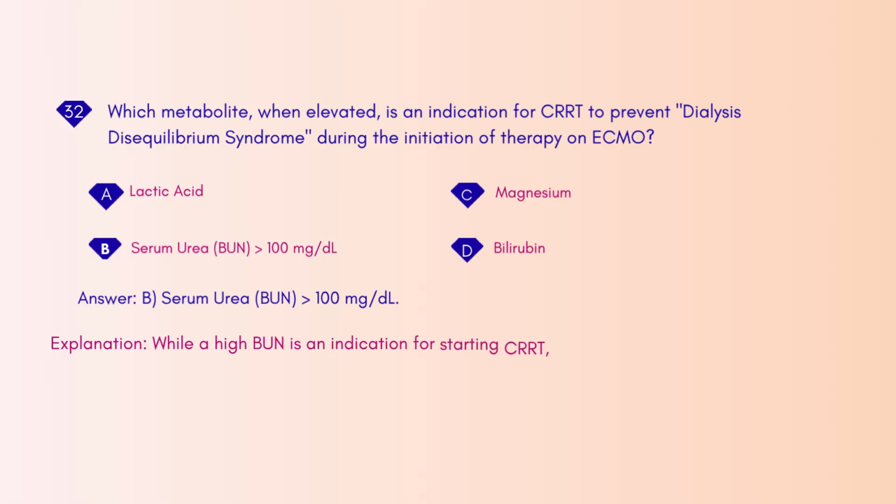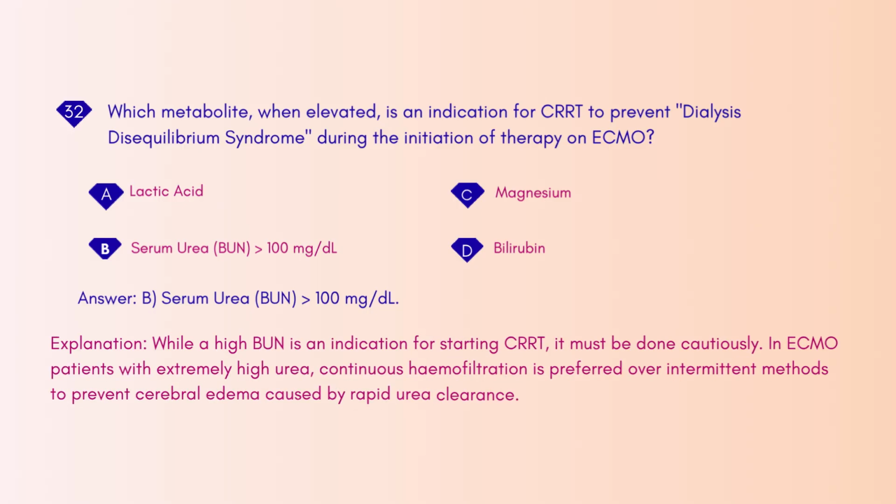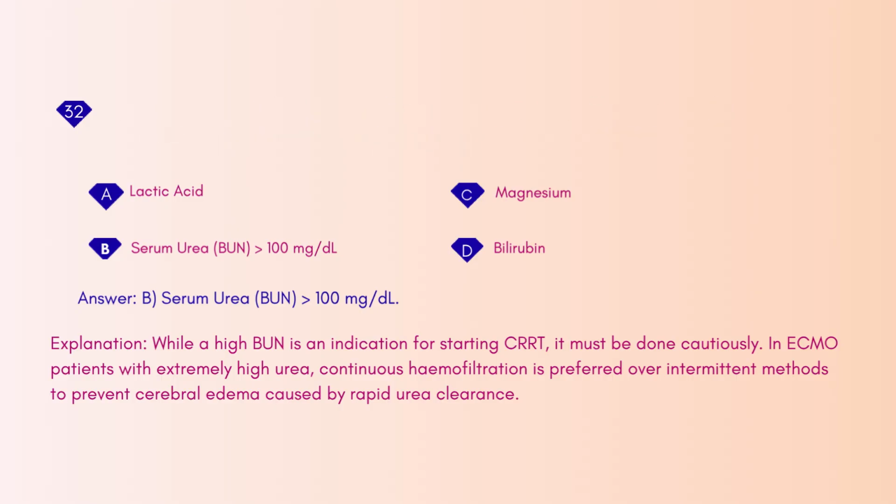Explanation: while a high BUN is an indication for starting CRRT, it must be done cautiously. In ECMO patients with extremely high urea, continuous hemofiltration is preferred over intermittent methods to prevent cerebral edema caused by rapid urea clearance.